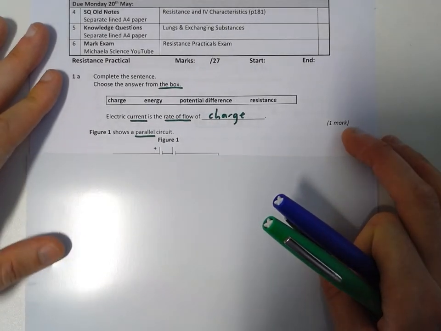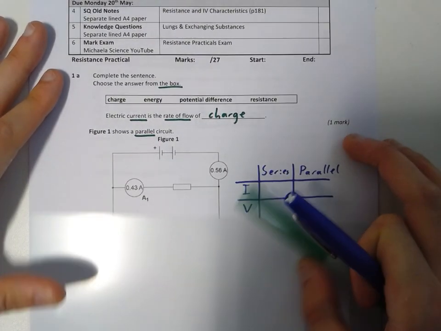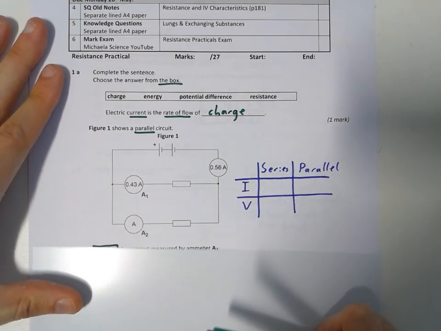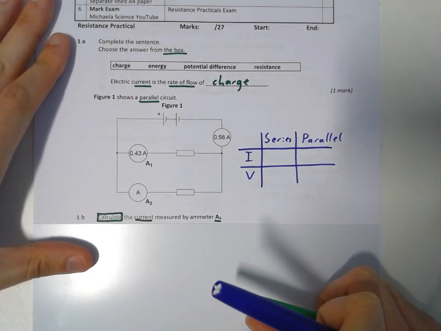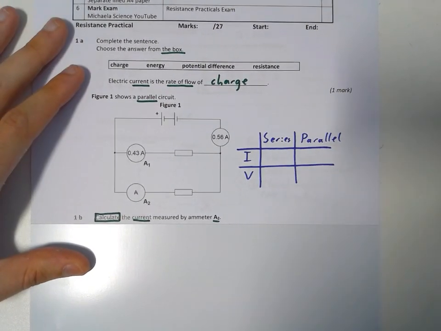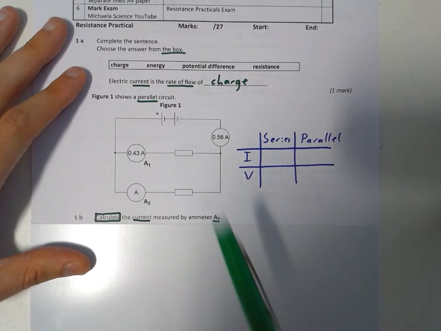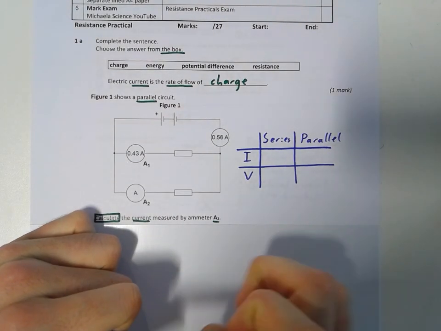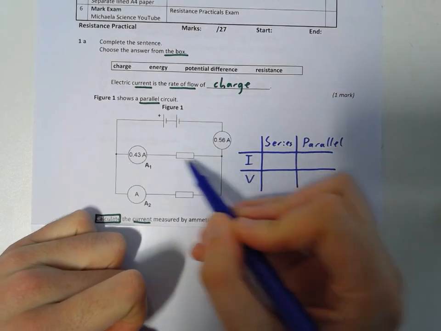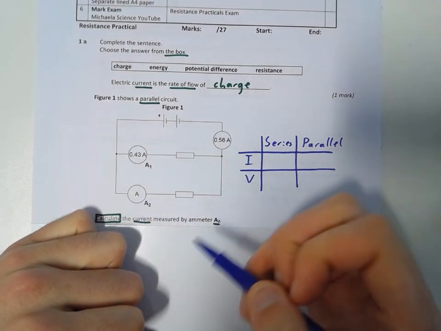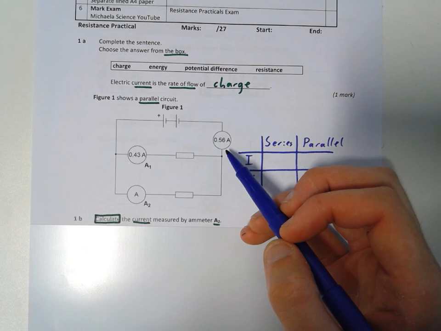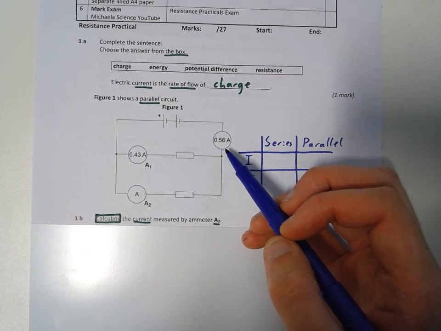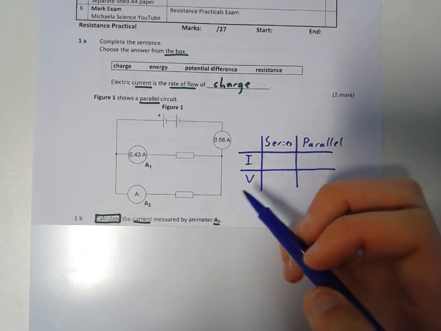Figure 1 shows a parallel circuit, and it's asking us to calculate the current measured by the ammeter A2. It's this one here. We can see that we've got two different branches in our parallel circuit, one here and one here. Before the branches, the current is 0.56 amps. Okay, and we're thinking about current in a parallel circuit.